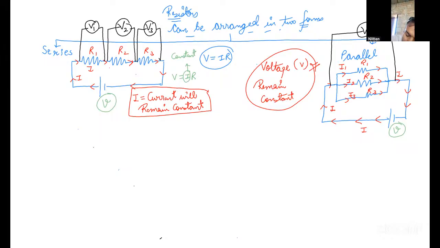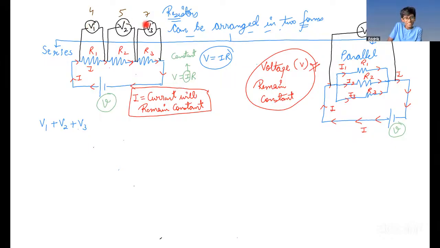So here we get the voltage different as V1 plus V2 plus V3, and the total voltage V1 plus V2 plus V3 will be equal to the voltage coming from the battery, which is V. Did you understand? Yes or no? Like for example, if I take this as 4, this as 5, and this as 7, the total voltage will be 4 plus 5 plus 7. Sorry, 16. Okay.